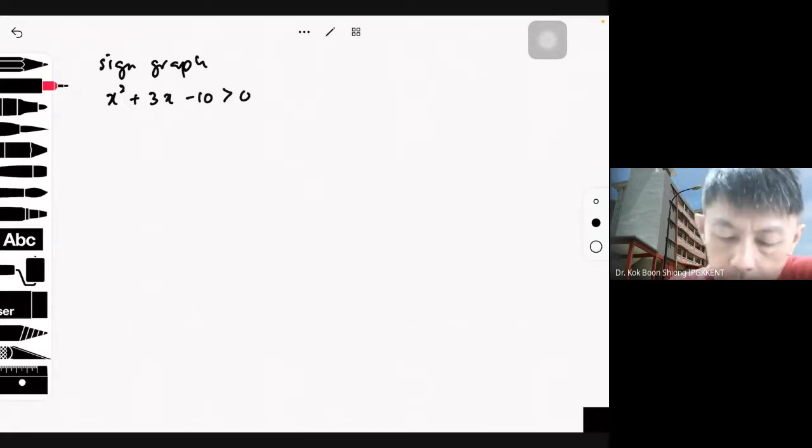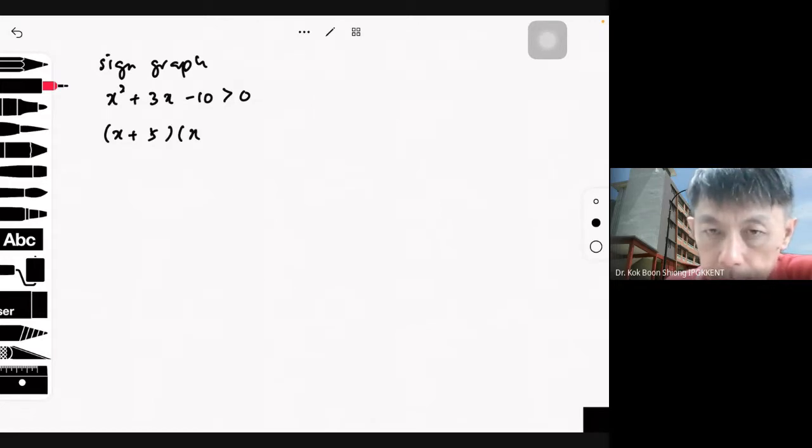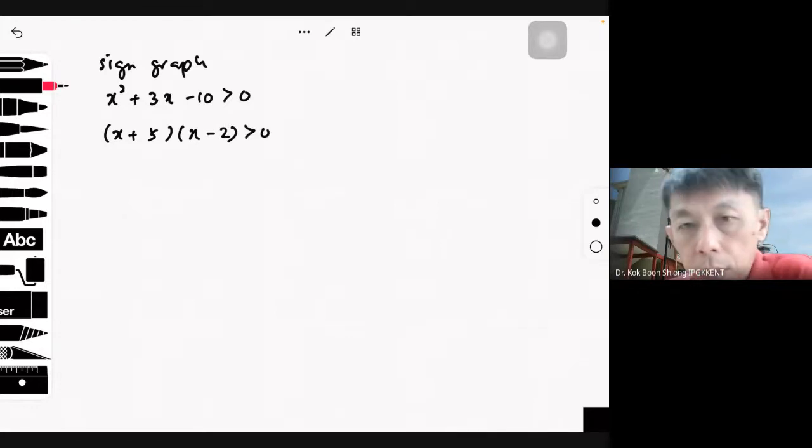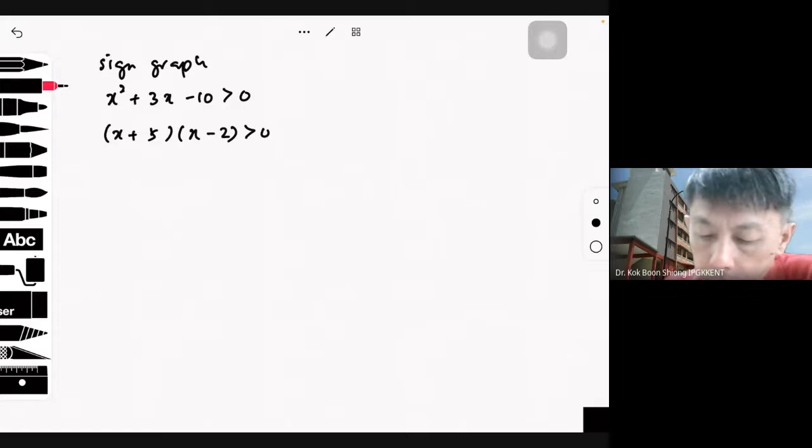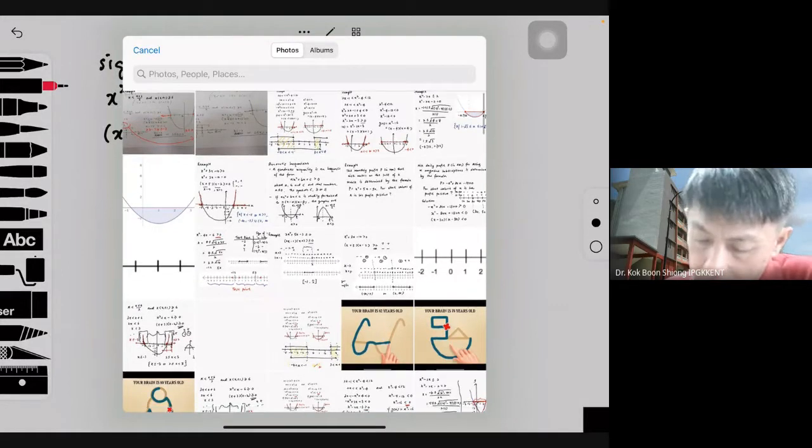So what are the factors for this one? x plus 5 and x minus 2, larger than 0. So for larger than 0, we have two conditions, remember? Either both are positive or both are negative. Okay, then we use a number line.